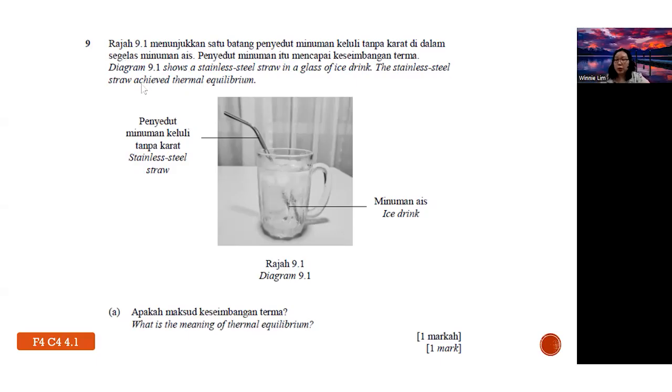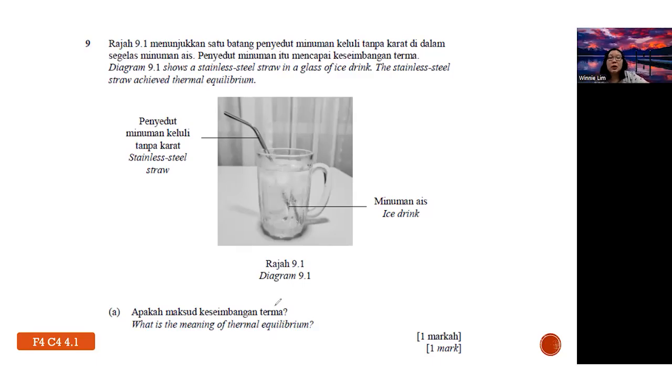So now we will look into question 9, which is the essay question in section B. Diagram 9.1 shows a stainless steel straw in a glass of ice drink, and the stainless steel straw achieves thermal equilibrium. Okay, first, what is the meaning of thermal equilibrium? So this topic is related to Form 4, Chapter 4, Heat, 4.1 Thermal equilibrium.